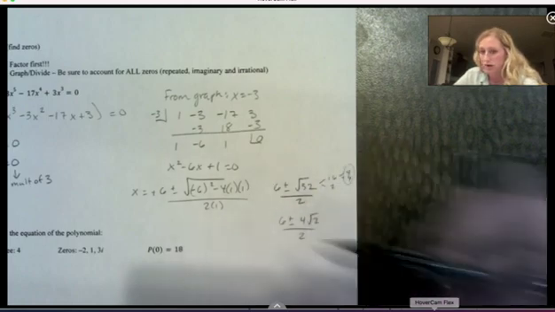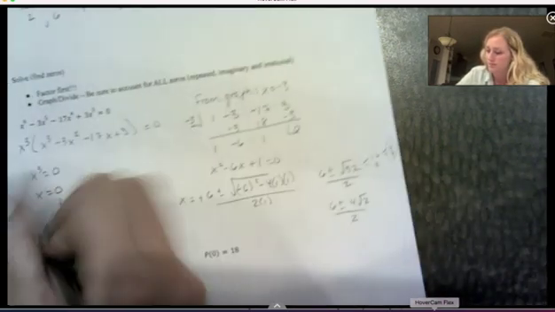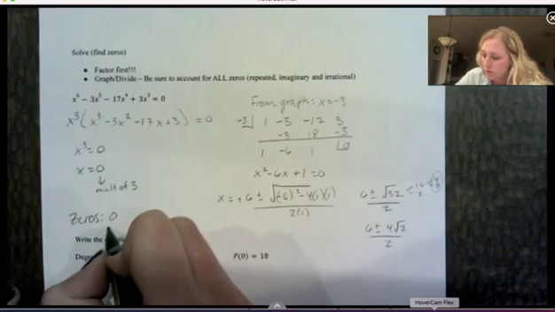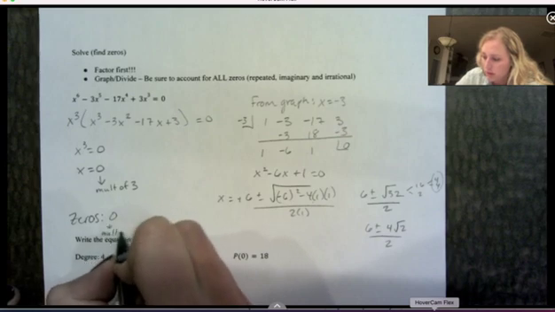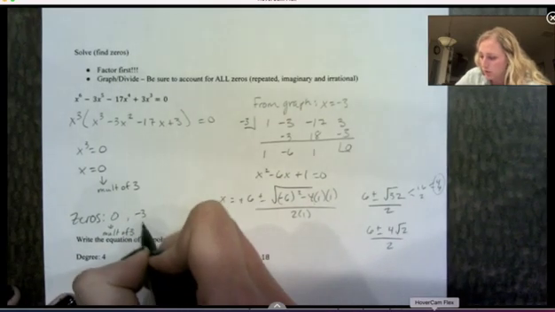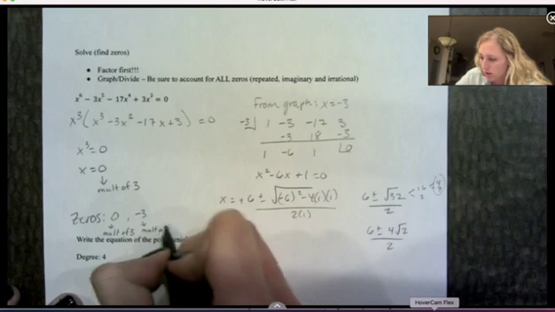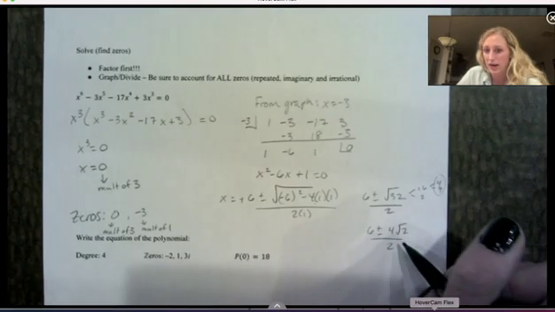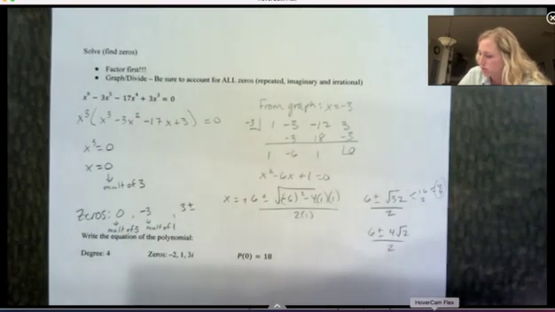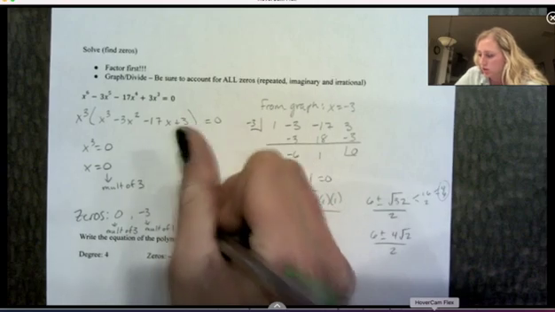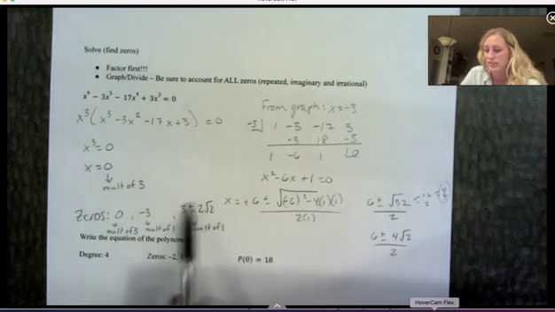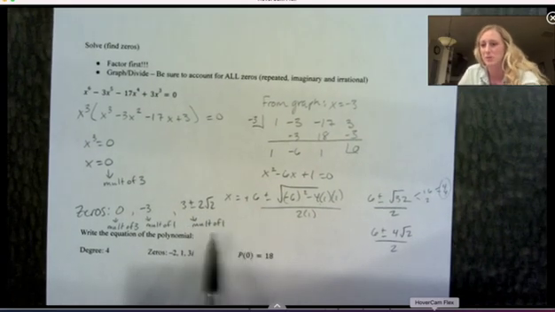I can take a 2 out of all of those, so for my final answer, I'm just going to list them all here. Zeros, we have 0, which is multiplicity of 3. We had -3, that just crossed once, so multiplicity of 1. And then we have this guy, which I'm going to reduce. We have 3 plus or minus 2 root 2. And each of those has a multiplicity of 1. All right. And there again, I see the conjugate pair, the plus and minus.